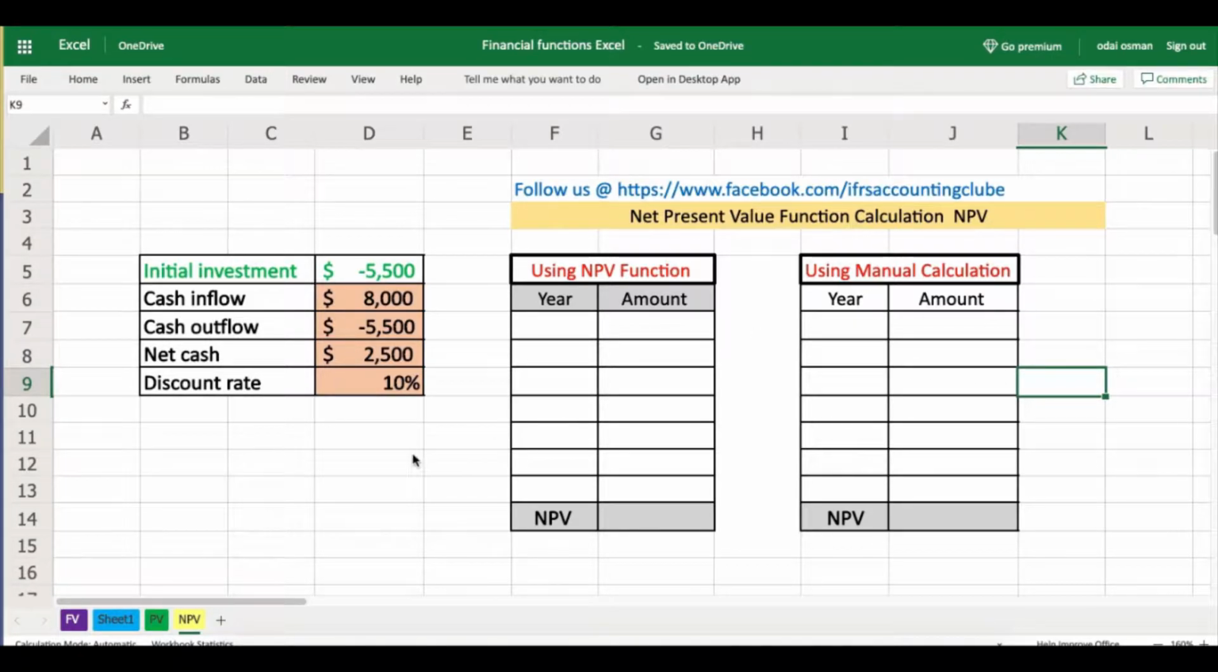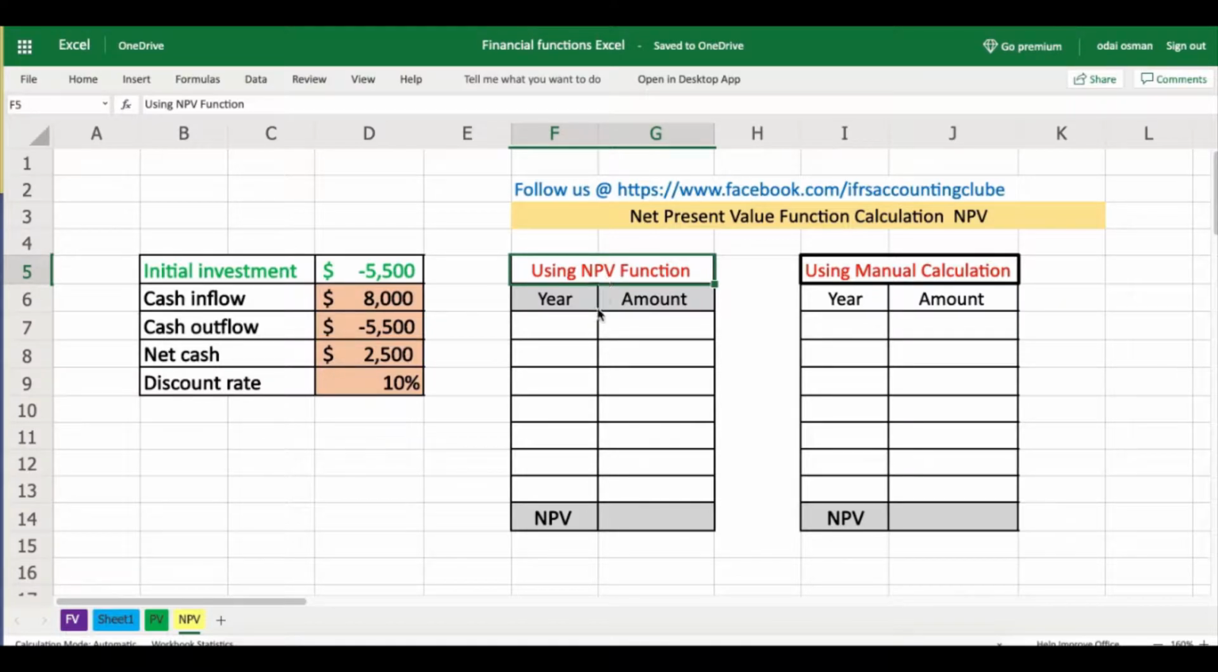Here in this Excel sheet, I have the investment at $5,500, and we are expecting the cash inflow of $8,000, and we are going to expect the cash outflow at $5,500. So the net cash is calculated as the cash inflow plus the cash outflow, which would be $2,500. The interest rate or discount rate is 10%.